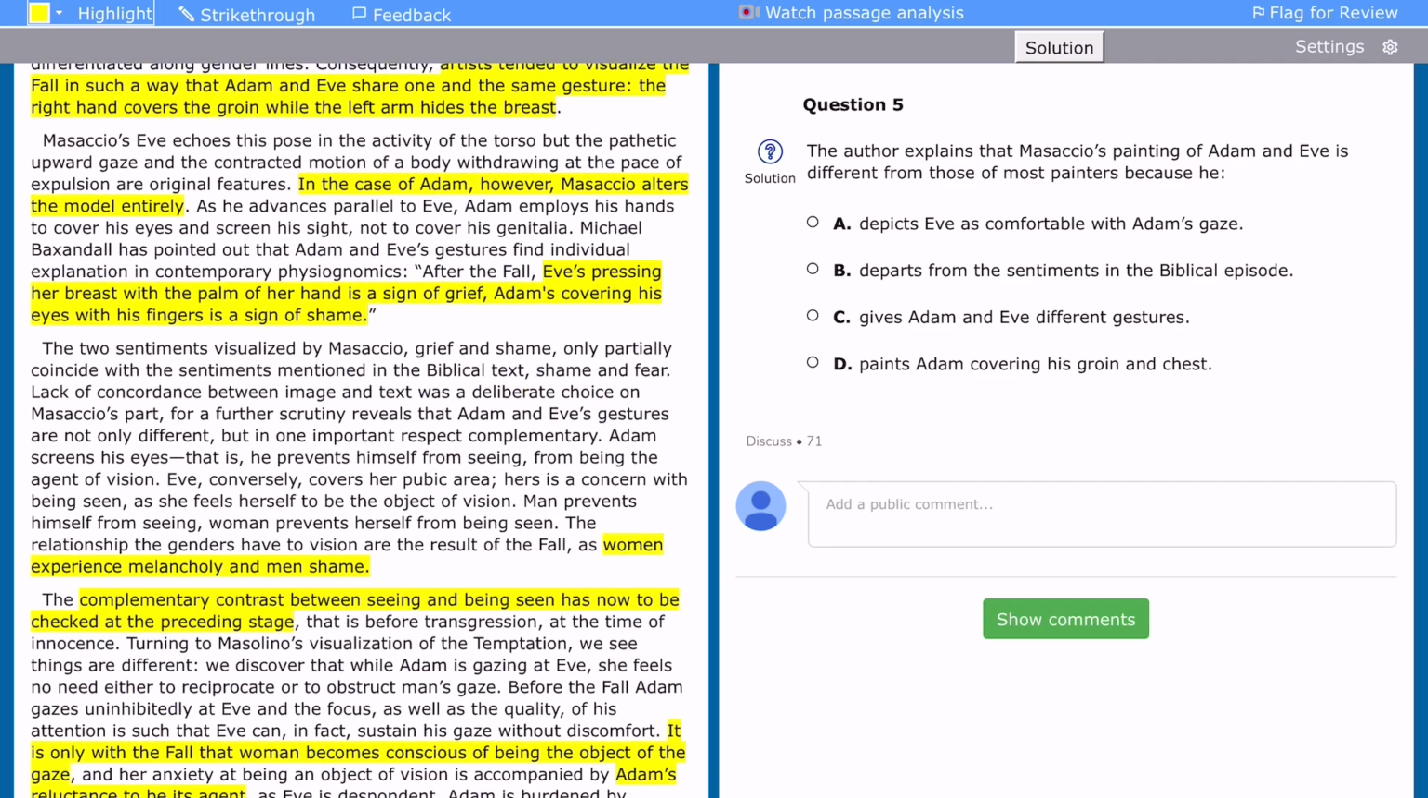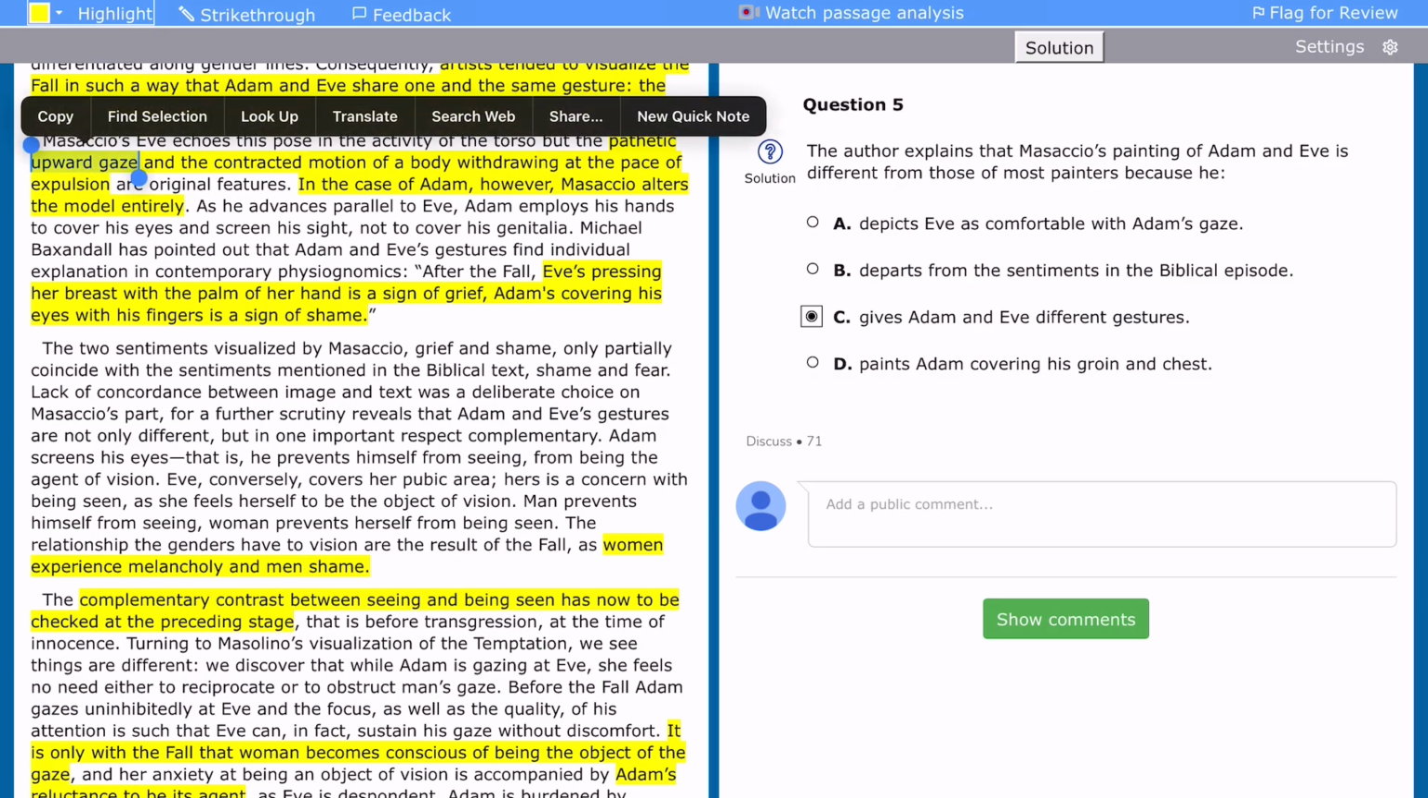But the point of this passage is showing how Masaccio and Masolino both change the body positioning of Adam and Eve. Masaccio's Eve echoes this pose in the torso, but the pathetic upward gaze and the contracted motion of a body withdrawing at the pace of expulsion are original features. So the way she physically is acting is different. Same thing with Adam. The model is changed entirely by Masaccio. And the difference here is the way that they're behaving. So Masaccio's painting of Adam and Eve is different from those of most painters because he's giving them different gestures. Eve has this pathetic upward gaze here, as we can see. And Adam, the model has changed entirely. So question 5 is answer choice C.